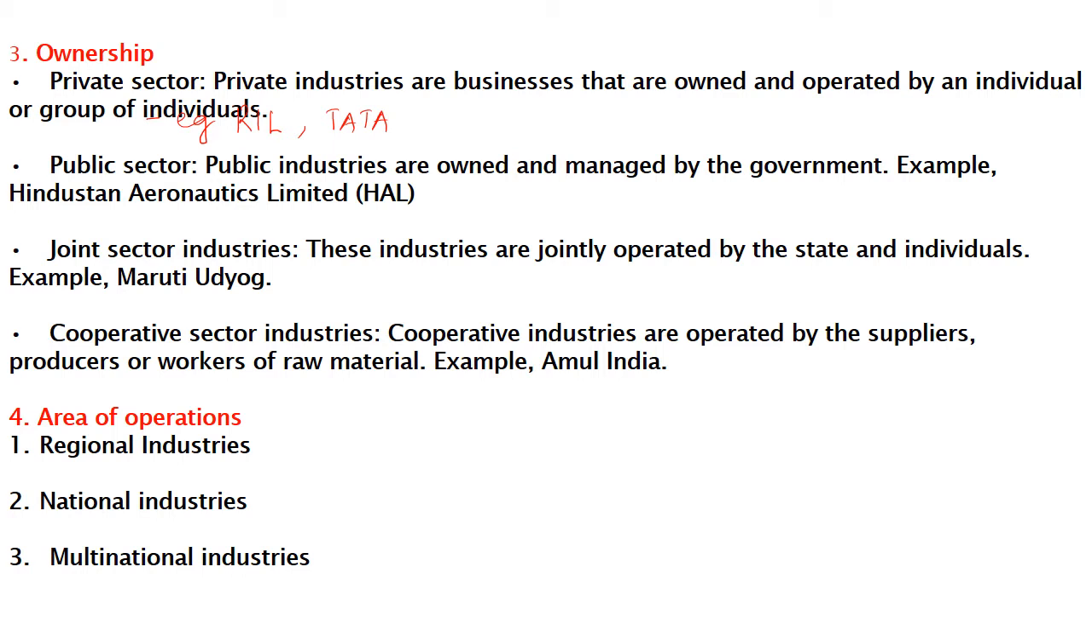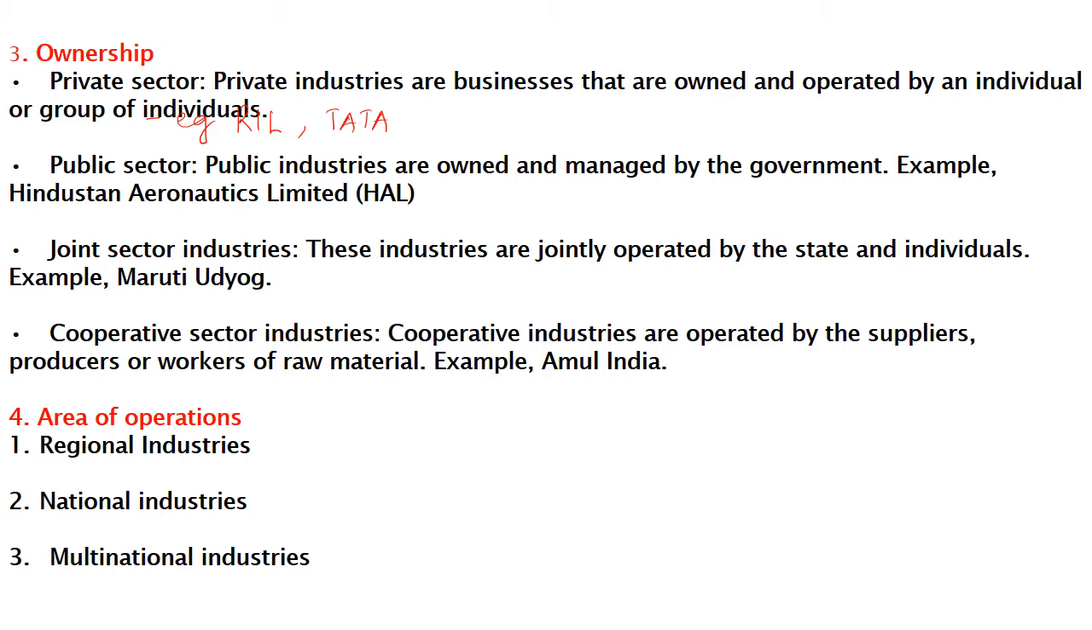Then joint sector. These are industries that are jointly operated by the state and individuals. Example: Maruti Udyog Limited, Maruti Suzuki. It's a joint venture of government and private firm, so that is joint sector industry. Then cooperative sector industry. These industries are operated by the suppliers, producers, and workers of raw material. Example: Amul India. There are lots of cooperative society based industries, much more in Gujarat and in Kerala. So on the basis of ownership: private, public, joint sector, cooperative sector industries.